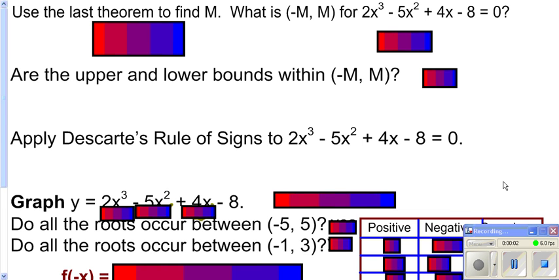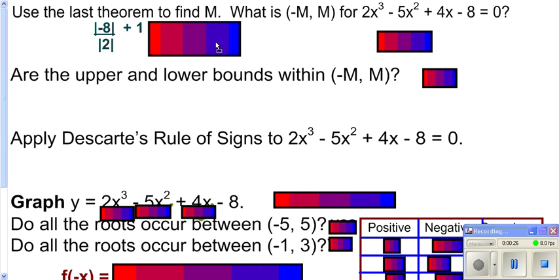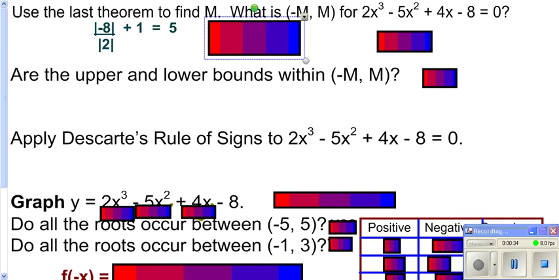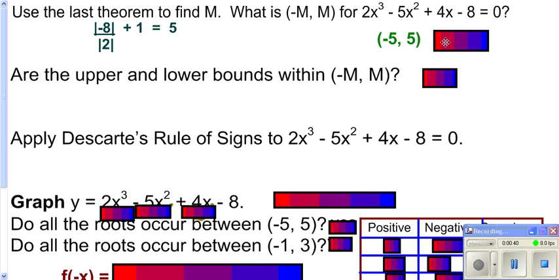Now, this problem continues. We just looked at finding your upper and lower bounds. Let's go ahead and find the M for your M&M theorem from this one here. Remember, it says take your largest coefficient or constant up here, which would be your negative 8, over your leading coefficient. So you take the absolute value of negative 8 over the absolute value of 2, and you add 1. So you get 8 over 2, which is 4, plus 1, so you get 5. That means all your zeros should be between negative 5 and positive 5.